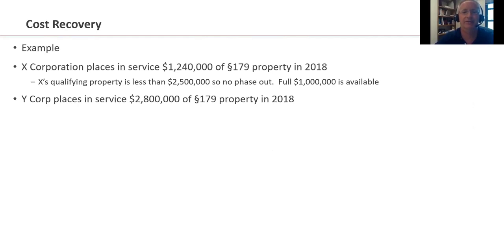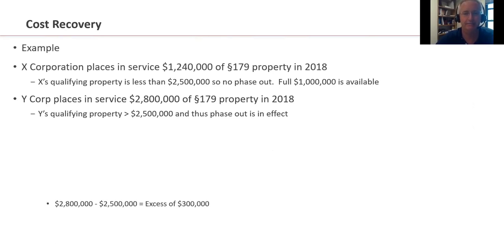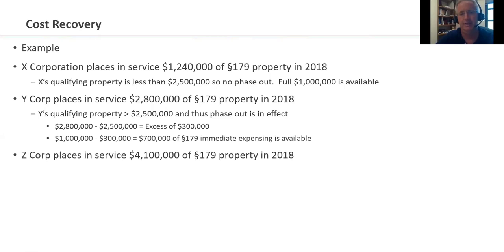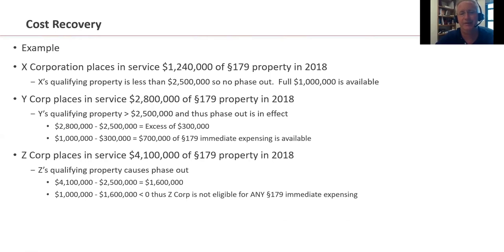Y Corp places in service 2.8 million in 2018. That's above 2.5 million. Therefore, the phase out is in effect. 2.8 million minus 2.5 million, which is the limit for 2018. That's an excess of 300,000. That means I have to take the million that is in effect in 2018 and reduce it by 300,000. Only 700,000 of 179 is even available to Y Corp. Z Corp places in service 4.1 million in 2018. Z's qualifying property causes a phase out. How much? 1.6. They don't get any.